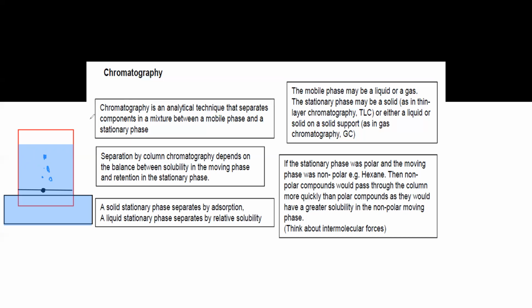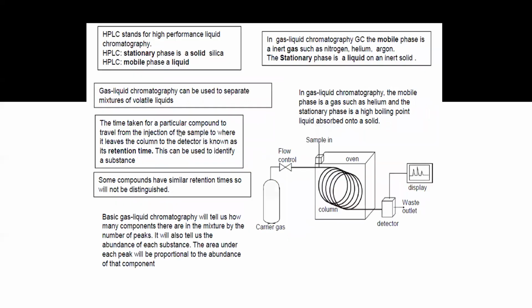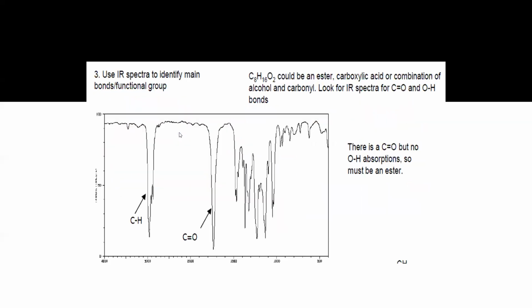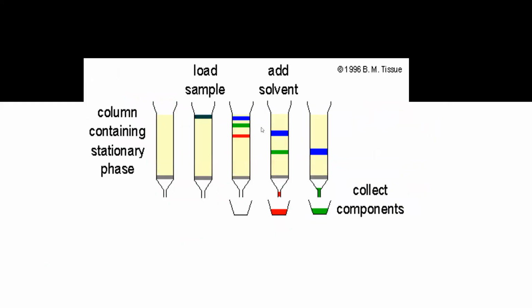So paper chromatography, we are already done, like we discussed. Now the column chromatography. In column chromatography, separation depends on the balance between the solubility in the moving phase and the retention in the stationary phase. You can see the column chromatography like this.